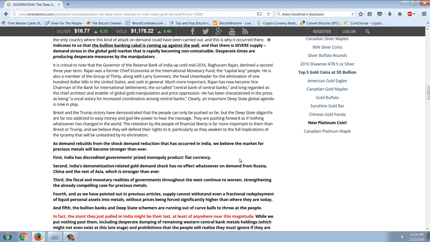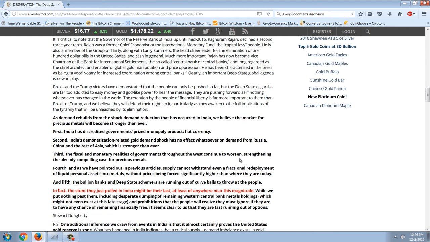Much more important, Rajan has now become vice chairman of the Bank for International Settlements, the so-called Central Bank of Central Banks, long regarded as the chief architect and enabler of global gold manipulation and price oppression. He has been characterized in the press as being a vocal votary for increased coordination among central banks. Clearly, an important deep state global agenda is now in play.